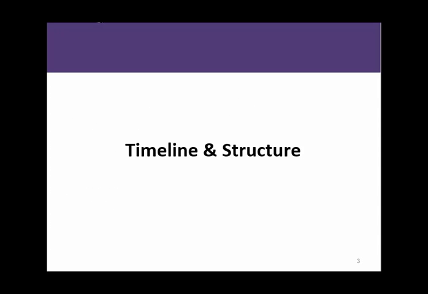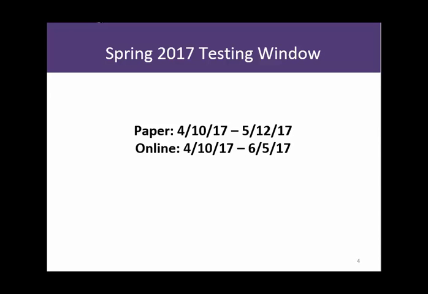Timeline and structure. The PARCC Spring 2017 testing window for DC schools, if students are testing on paper, is from 4/10 through 5/12. If students are testing online, the window is from 4/10 through 6/5.